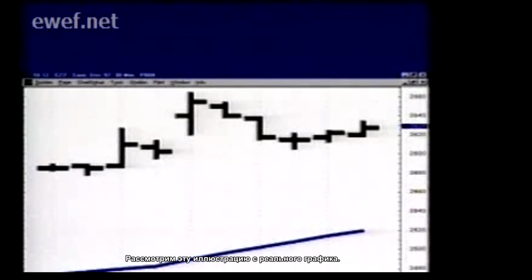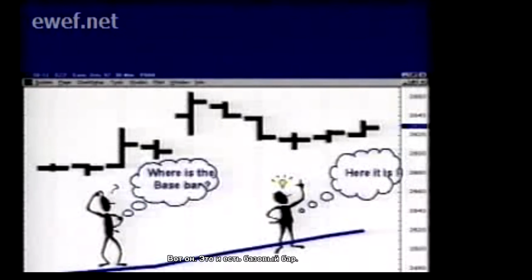Let's look at this illustration from an actual chart. Here's our question. Where is the base bar? Now, the base bar is the most recent low high, the lowest recent high. So look at this and see if you can figure it out. Here it is. That's it. That is the base bar. So we're going to label that the base bar, and one bar back with a higher high is going to be our signal. So that's our signal where the arrow is right here.